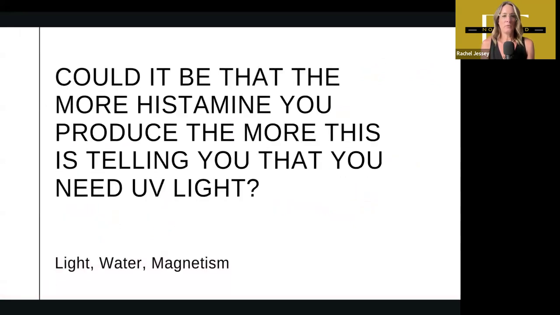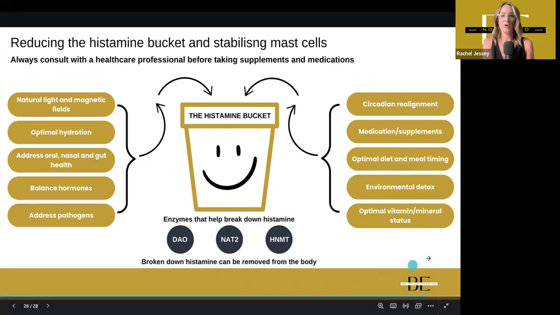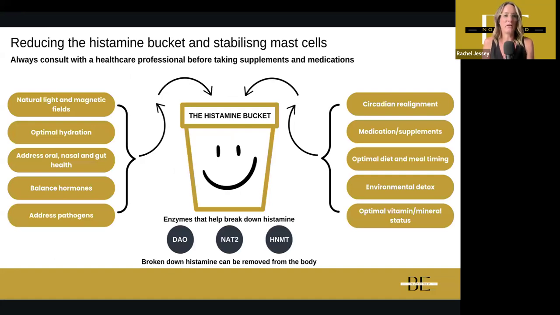So what I've been working on in my research and in clinical practice is that I believe that the more histamine that is being produced, it's telling me that you are likely in need of UV light and nutrients as well. So when I'm looking at reducing the histamine bucket and stabilizing mast cells, I take my clients through a health optimization program that looks at these core components: balancing artificial and natural light, balancing non-native EMF with the Earth's natural magnetic fields. I look at circadian retraining. I look at your medications and supplements.